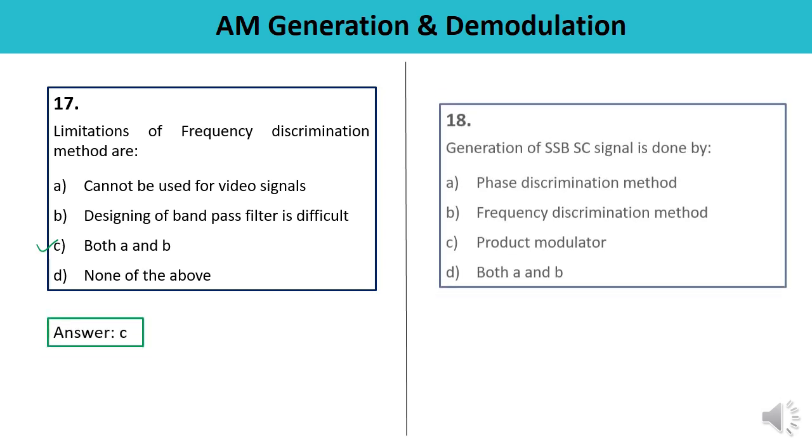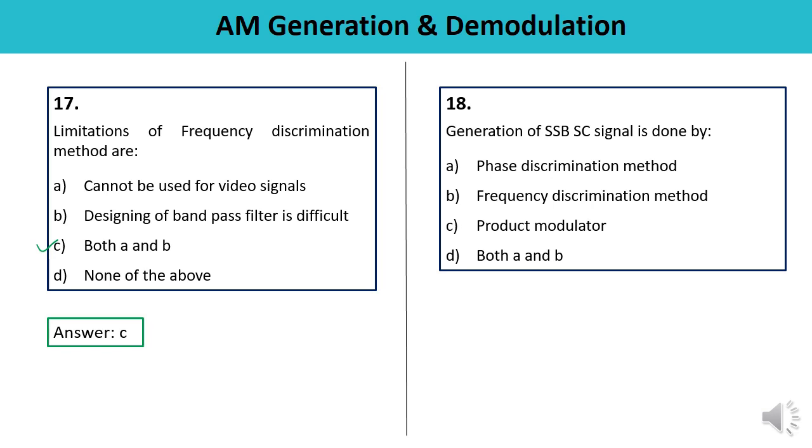Correct one. Question number 18. Generation of SSB-SC signal is done by phase discrimination method, frequency discrimination method, product modulator, both A and B. SSB-SC, single sideband suppressed carrier signals, are the signals where only one of the sidebands is transmitted in the AM wave and the carrier is also suppressed while transmitting the AM signal. And single sideband suppressed carrier signal can be generated by two methods, which are phase discrimination method and frequency discrimination method. It means the answer is D.